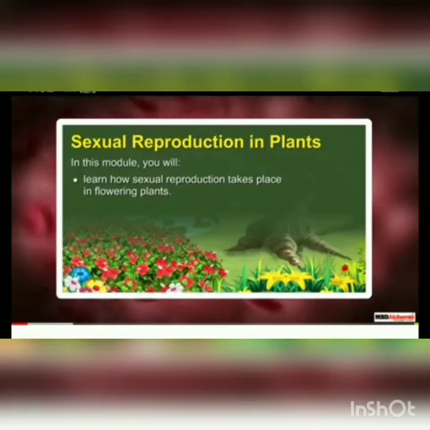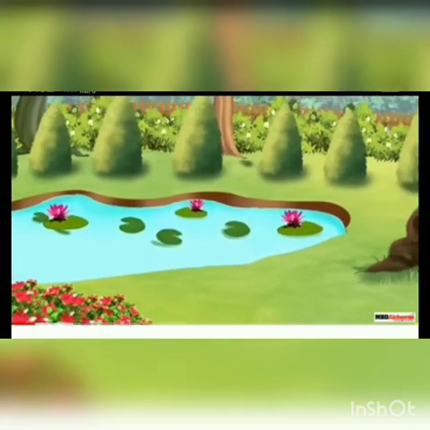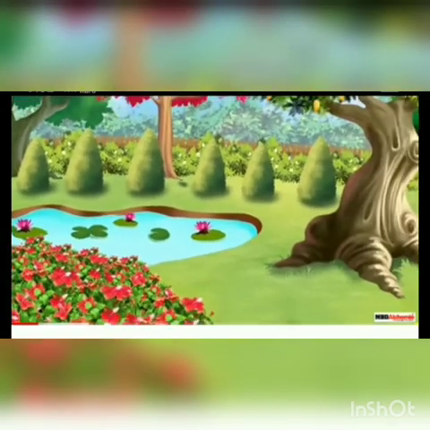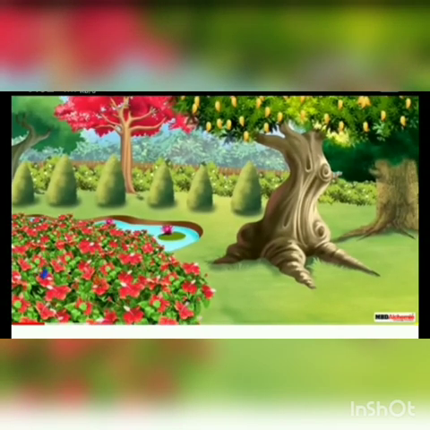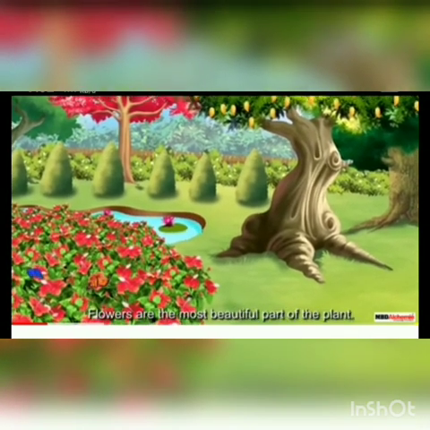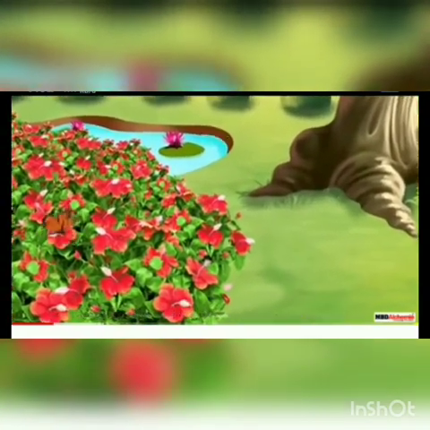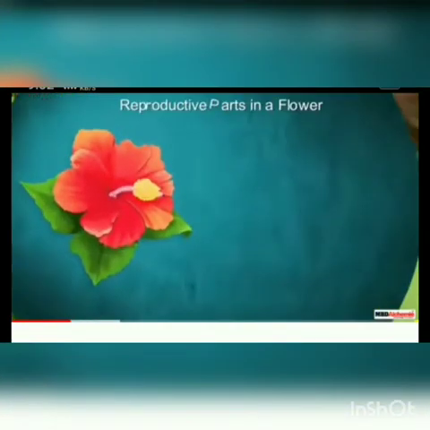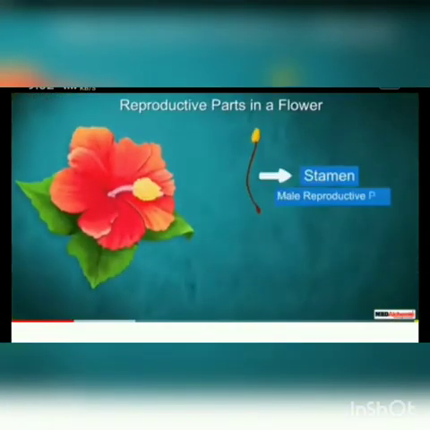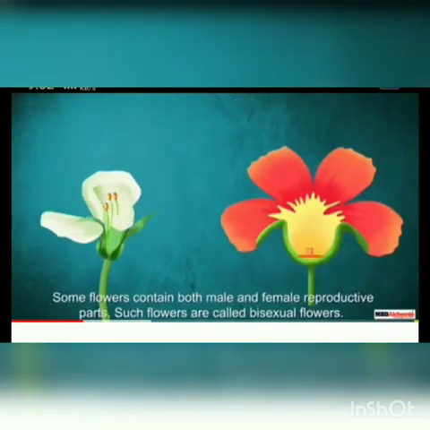Sexual reproduction in plants. Okay, let us learn how sexual reproduction takes place. As we all know, flower is the main part of the plant. So let us see how sexual reproduction takes place in a flower. Flowers are the reproductive part of the plant. The reproductive parts in a flower are the stamen, that is the male reproductive part, and the carpel, that is the female reproductive part.